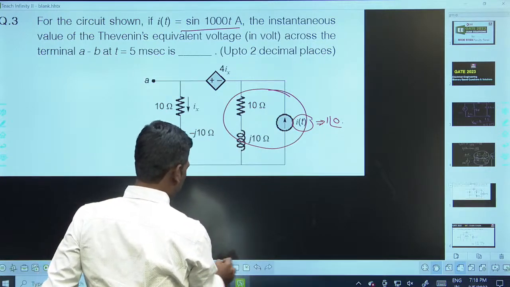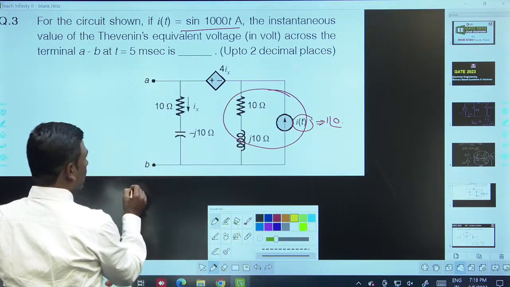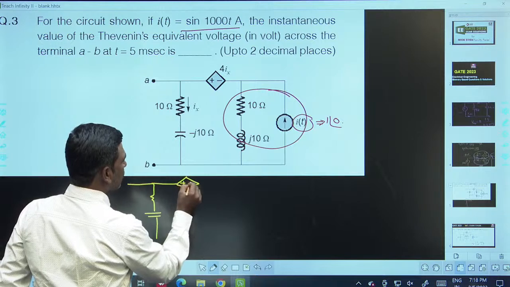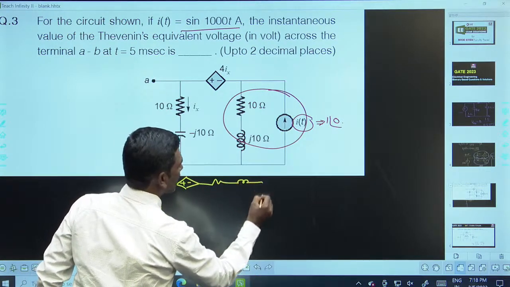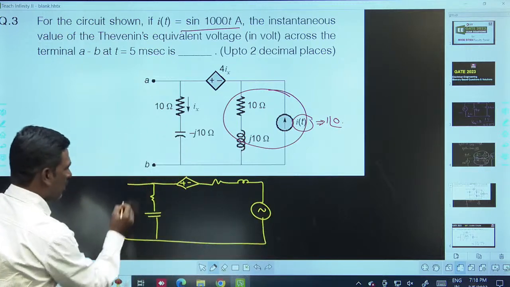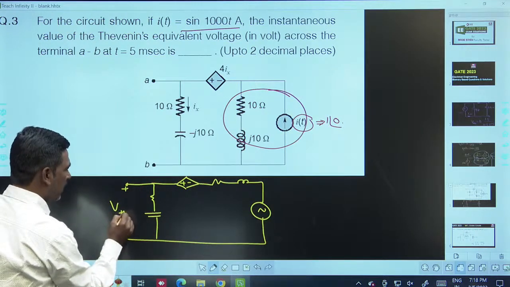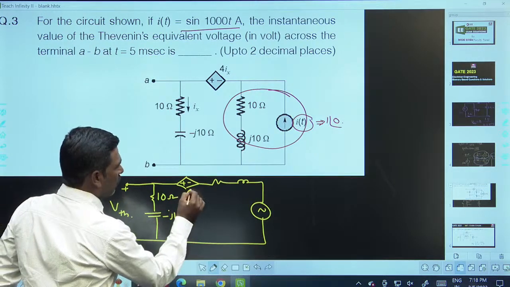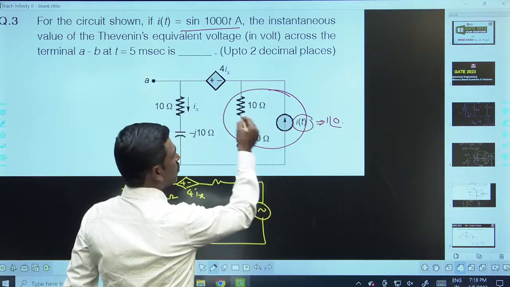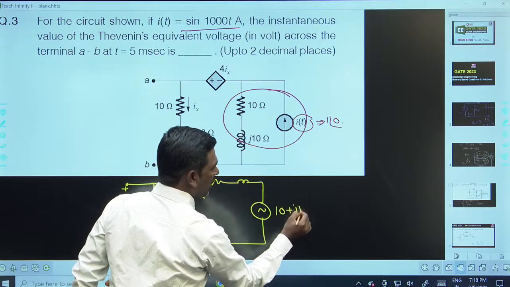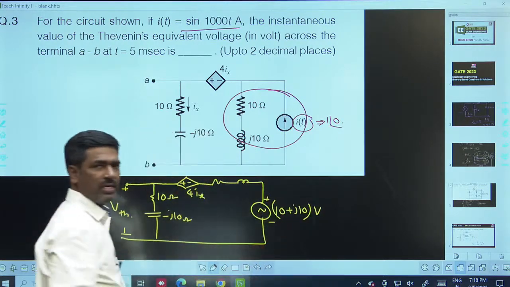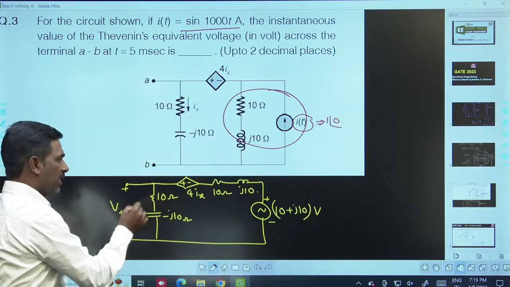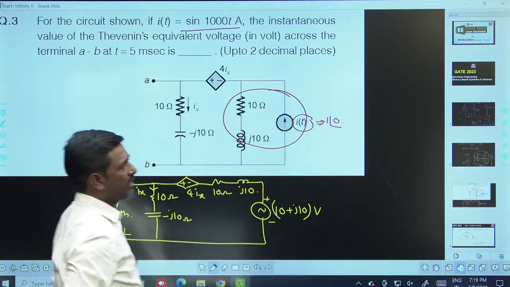Okay. Now I am redrawing the circuit. Here 4Ix in series, this is a voltage source. Our intention is VTH, here 10 ohms and minus J10. Here 4Ix, and 1 angle 0 into 10 plus J10. This value is 10 plus J10 volts. V is equal to I into Z. Now this is 10 ohms and J10 ohms. The current flowing is Ix. So what is VTH equal to?